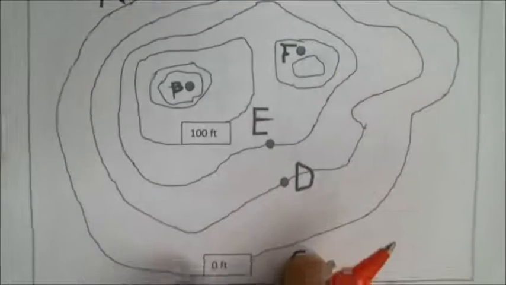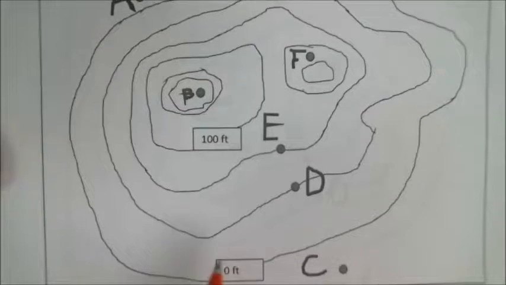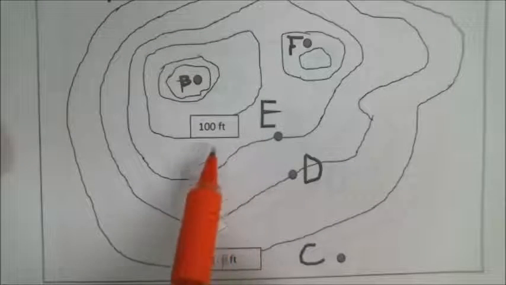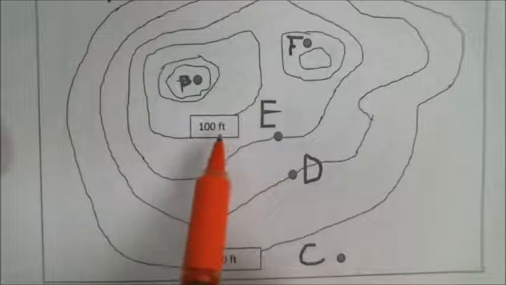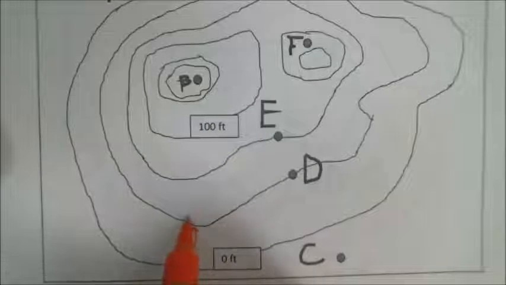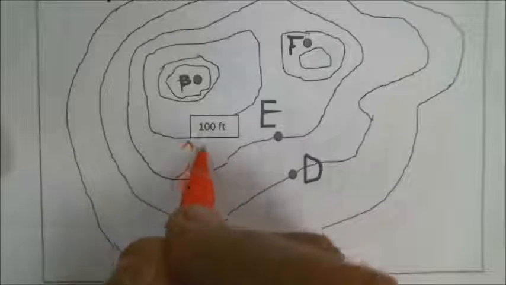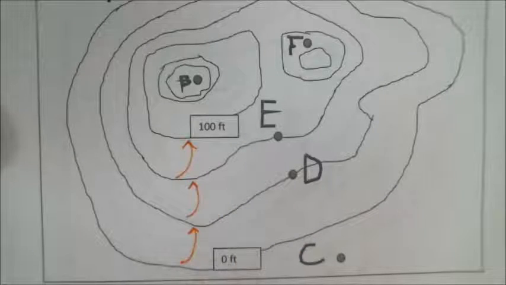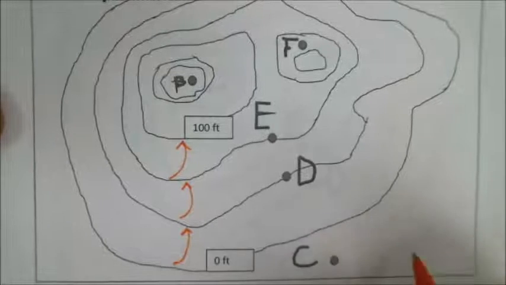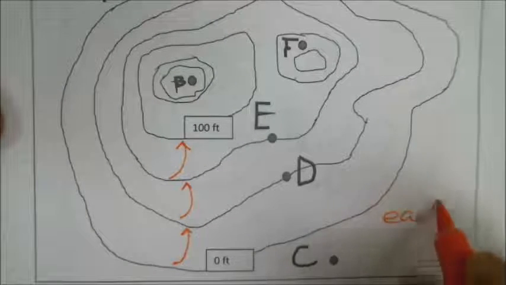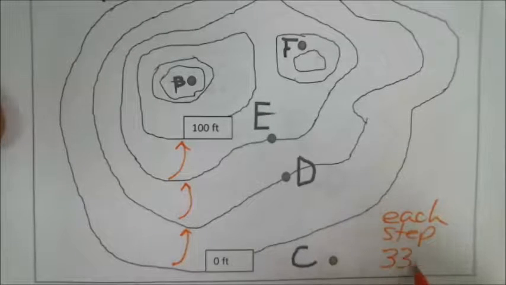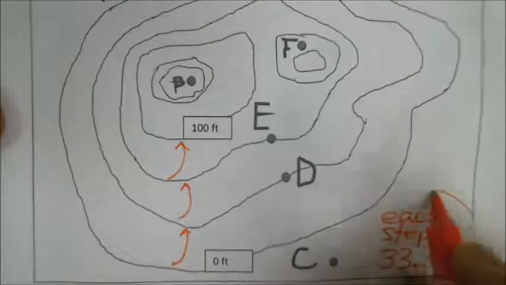So looking at the map here, we have our contour lines, and one of them is labeled at 0 feet, and the other one is labeled at 100 feet. And we have a total of 3 steps. 1, 2, 3 steps to go from 0 to 100. So I divide 100 by 3 steps. I end up then knowing that each step is going to have a value of 33.3 feet.